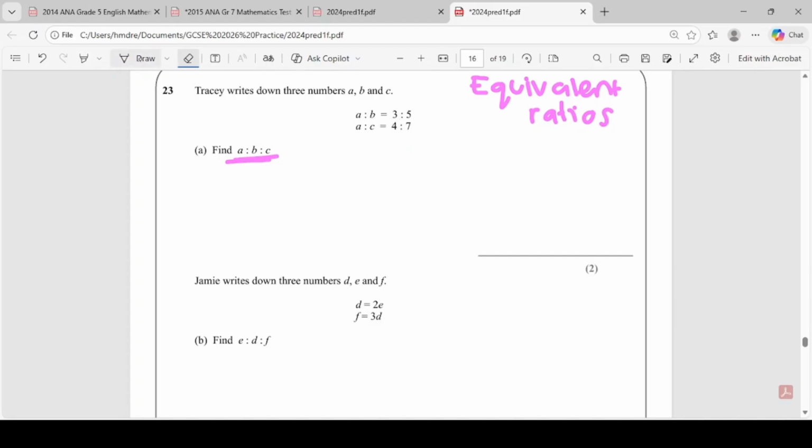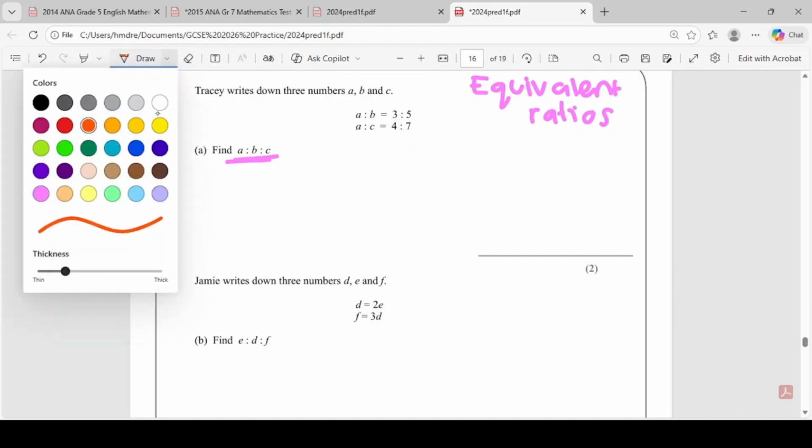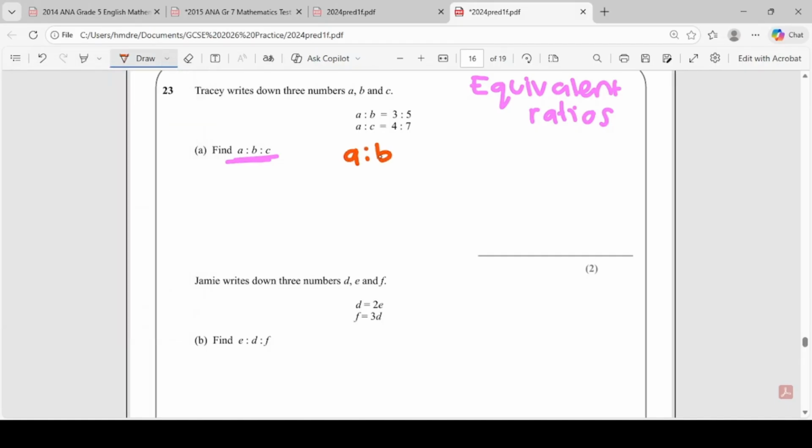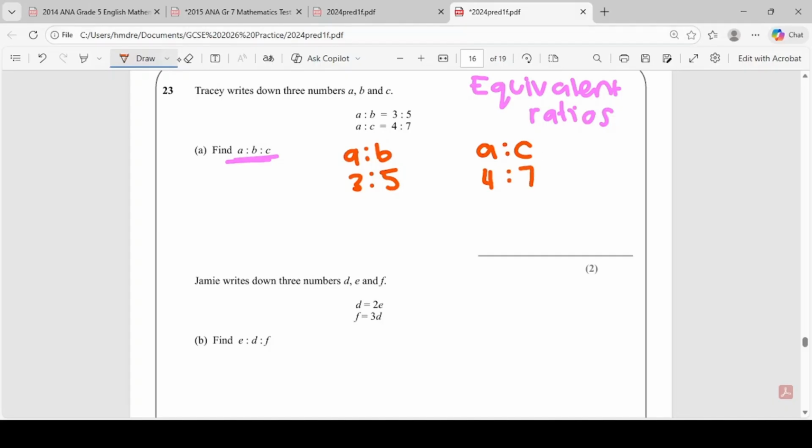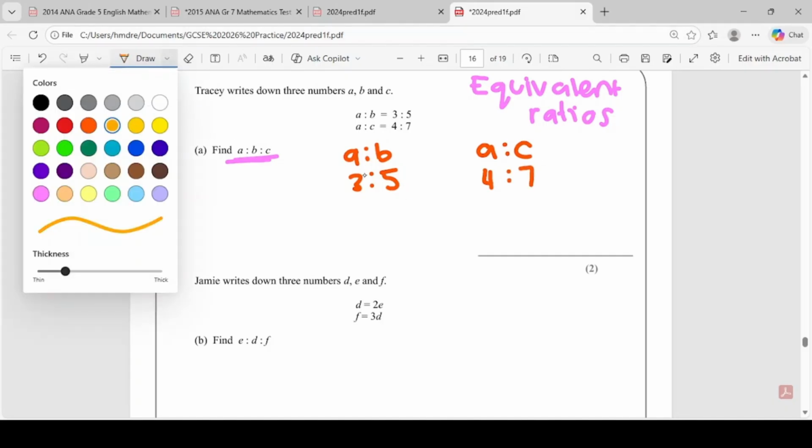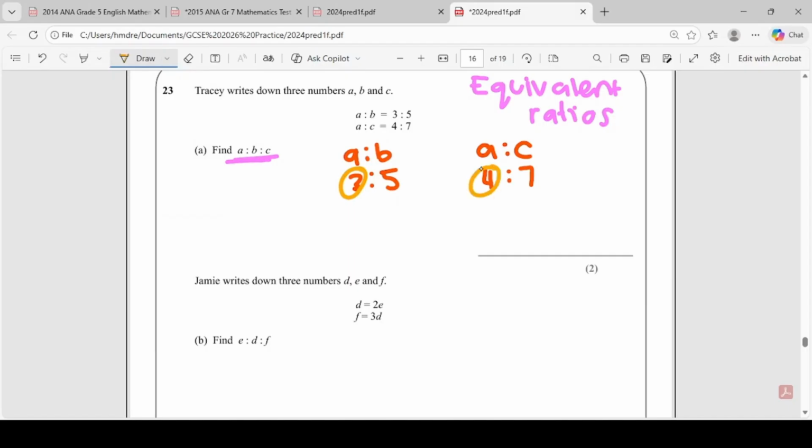So what we're going to do is take the two ratios. We've first got A to B is 3 to 5. A to C is 4 to 7. And we want to get the A's to be the same number.